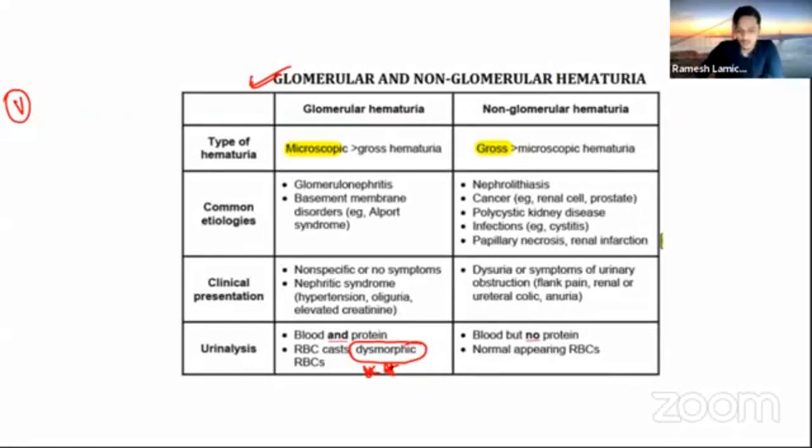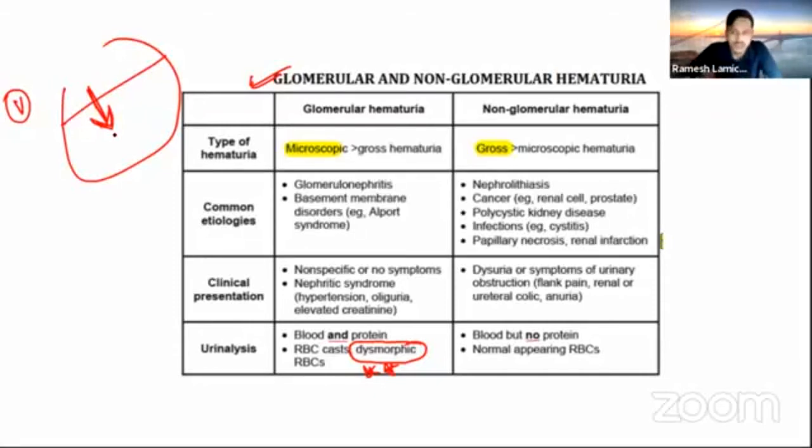So what is dysmorphic RBC? Dysmorphic RBC means whenever the RBC passes through the kidney, it has to pass through the glomerular basement membrane. Whenever it tries to squeeze out through the glomerular basement membrane, it changes its shape. There will be a pressure and the RBC will be dysmorphic, meaning it changes its shape. This is called the dysmorphic RBC, which is always present in glomerular hematuria.